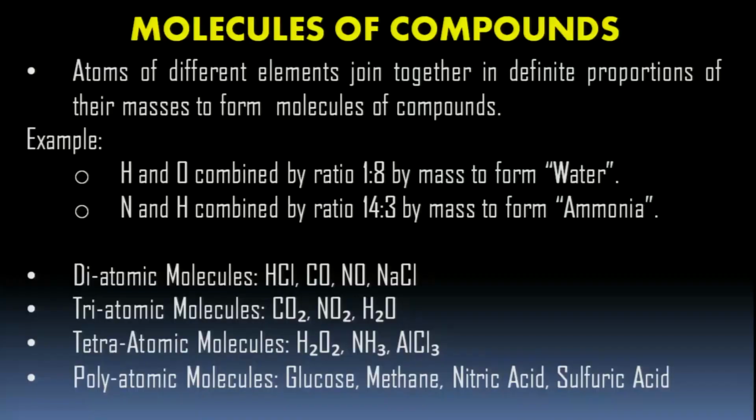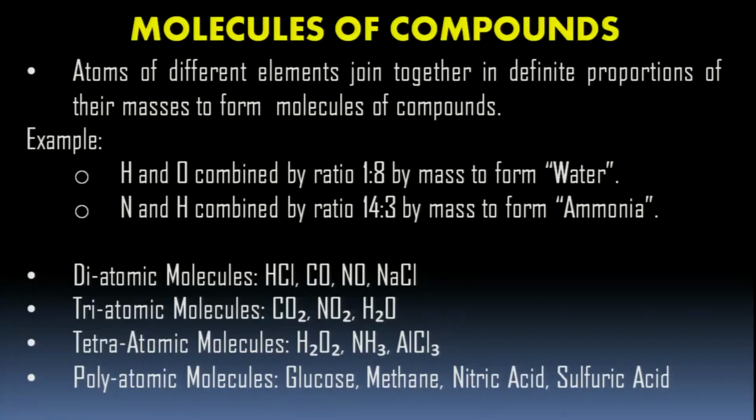Tetraatomic, 4 atoms, H2O2, hydrogen peroxide. We call it hydrogen peroxide. 2 atoms of hydrogen and 2 atoms of oxygen, they form H2O2. What about NH3? That is ammonia. 1 atom of nitrogen when combined with 3 atoms of hydrogen, they form NH3. AlCl3, aluminium chloride, is also tetraatomic.